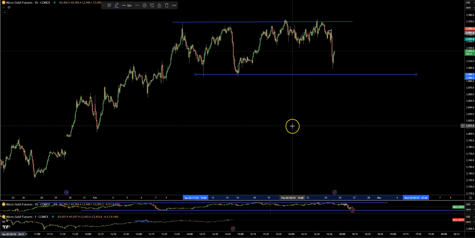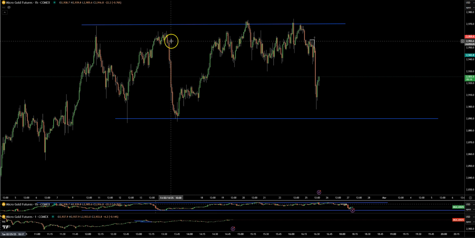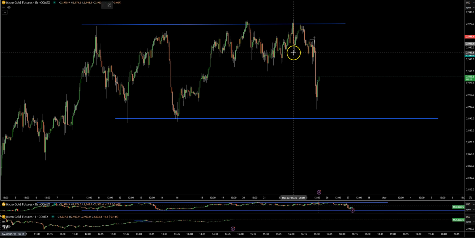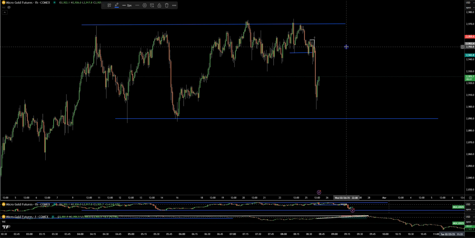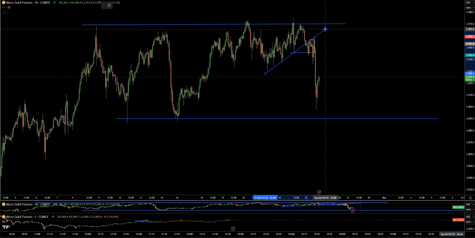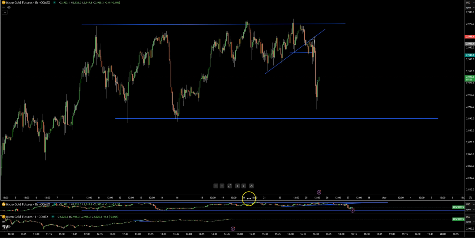So what am I looking for? Price breaks down here and closes under this structure on the higher time frame. Simultaneously, it breaks this trend line. My mind goes, great, we may be primed to go short. Not ready yet, but we may be primed to go short.